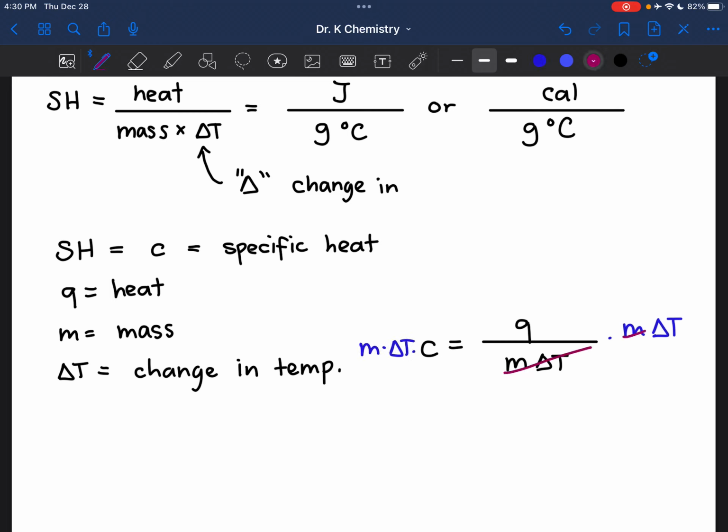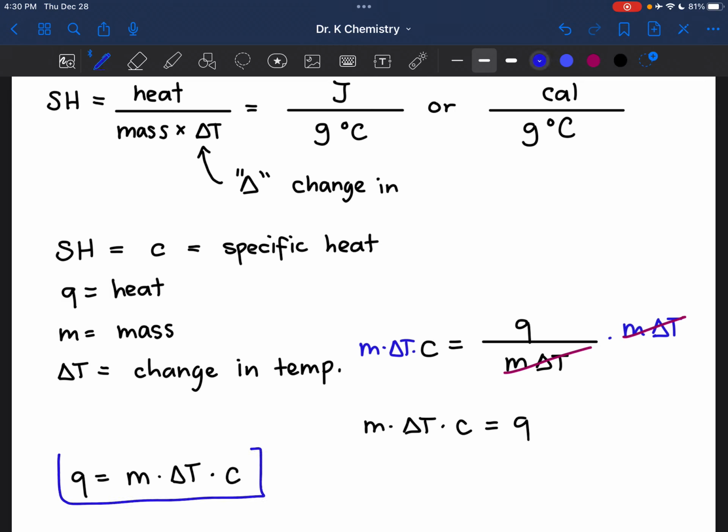And then here, M and delta T will cancel out. And what I will get is M times delta T times C is equal to Q. So this is a very, very common format that this equation appears in. Q, which is heat, is equal to M, which is mass, times delta T, which is the change in temperature, times C, which is specific heat.